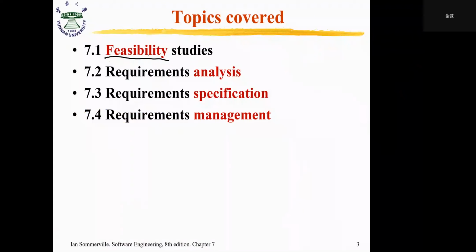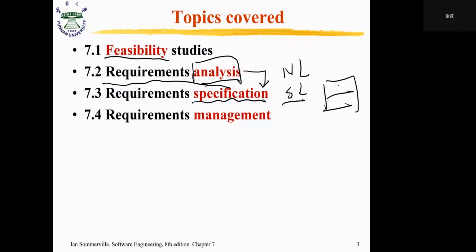Then after you check it is feasible, you do the requirement analysis. What is a functional requirement? What is a non-functional requirement? You should identify them. When you identify the functional and the non-functional requirements, you will write them down and output the specification. As I said, you can use natural language, structured language, or a table to write down the requirement specification.